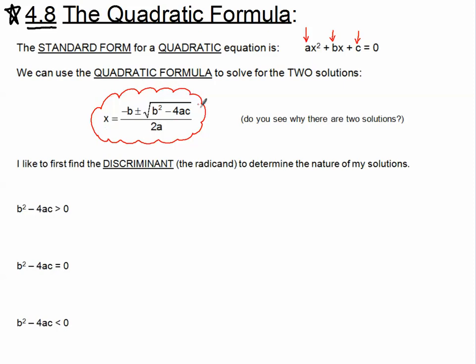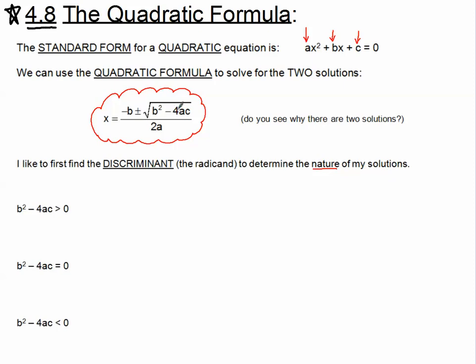So here's our quadratic formula. Please memorize that. What I like to do first is find what's called the discriminant. The discriminant is the expression underneath the radical. We call it the radicand. Anything underneath a radical sign is called a radicand. So I'm talking about the b squared minus 4ac part of our quadratic formula. I like to find the discriminant because it will tell me the nature of my solutions or roots or zeros.